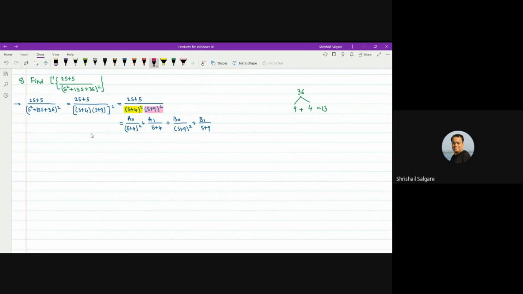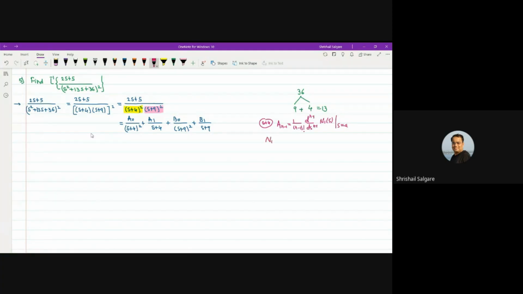Suppose the factor is s plus 4. The constant a_(n-1) is given by 1 upon (n-1) factorial times the (n-1)th derivative of N1(s) at s equal to a. Now what is N1(s) in the first case?